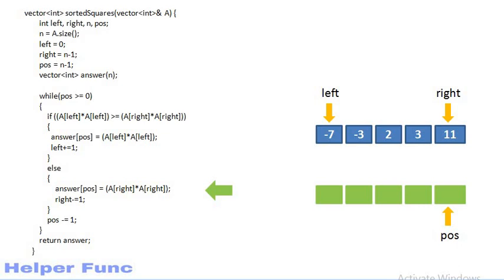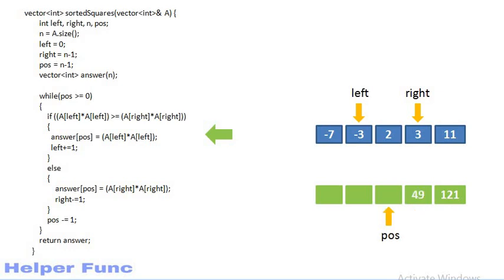So let's try and run with this example. Initially, my left is at minus 7 and right is at 11. As 121 is greater than 49, we will push 121 in our array and decrement the right pointer. Now as 49 is greater than 9, we will push 49 and increment the left pointer. Now here both left's and right's squares are the same, so we will push 9 and increment the left pointer. Here 9 is greater than 4, so we will push 9 and decrement the right pointer. Now my left and right both are pointing to 2, so we will push 4. Here position will become minus 1 and the while loop will terminate, and thus we will return this answer.